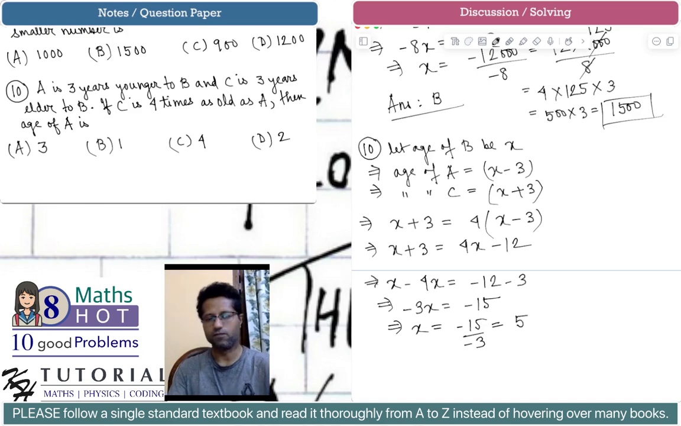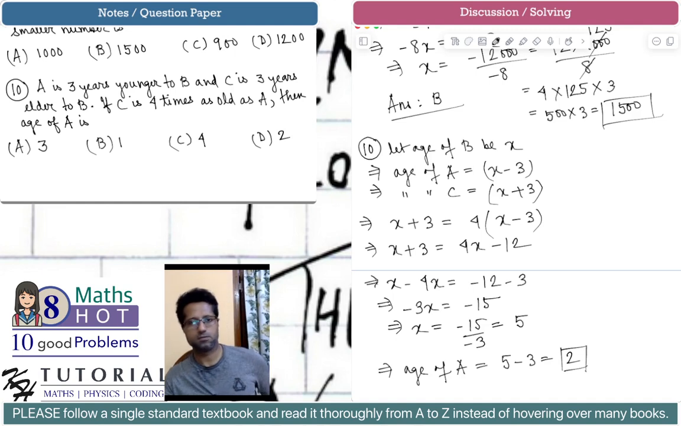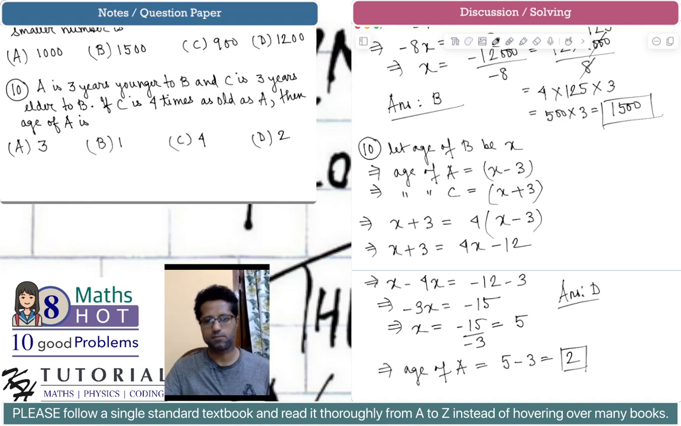So x is 5. What is x? X is age of B. Now it has asked the age of A. Therefore, age of A we know is equal to x minus 3, that is 5 minus 3, which is 2. So A, B and C, these are all babies, kids. So age of A is 2, and hence the correct choice is D. D is the correct choice.